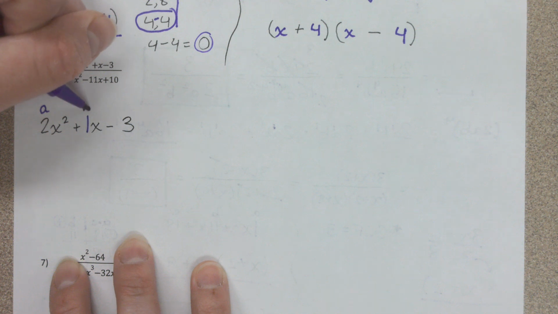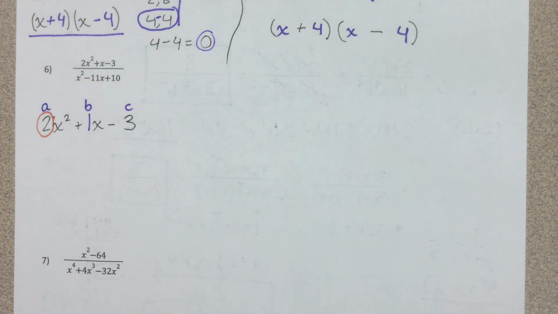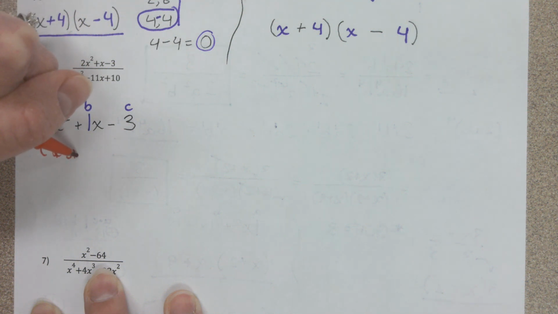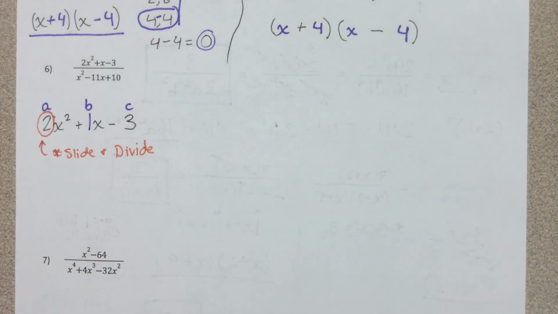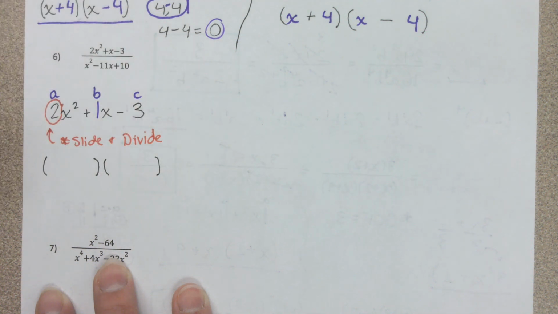So now we'll go straight into slide and divide, A, B, and C. This problem's different. We have a number in A's spot, and remember, that makes it a little more complicated. There's an extra step. This is slide and divide. And I showed you this in the last unit as like a trick. So I set up my factors, I put the x's in the front like always.